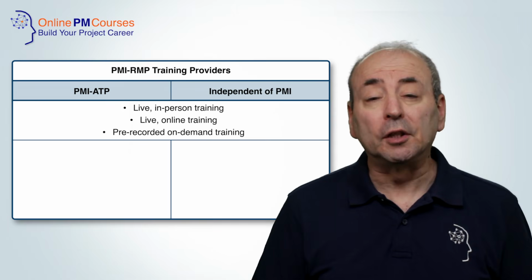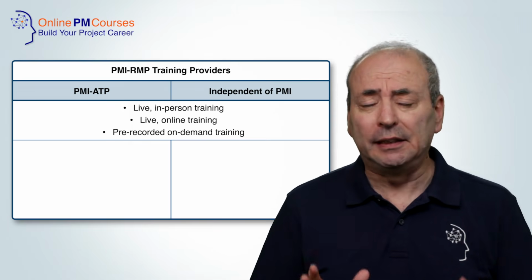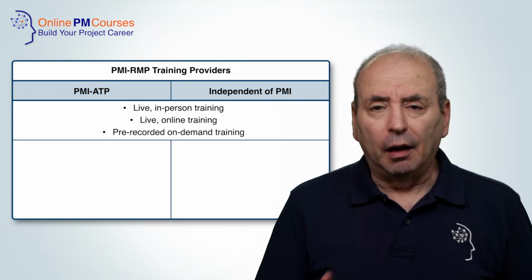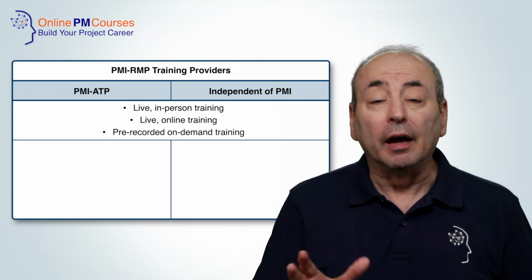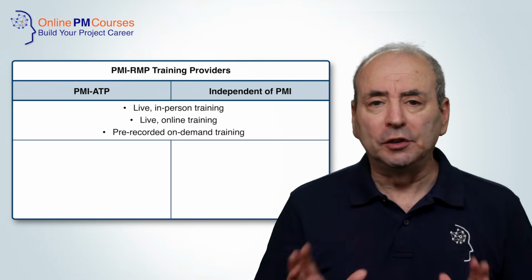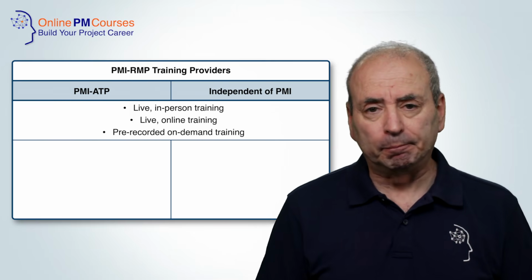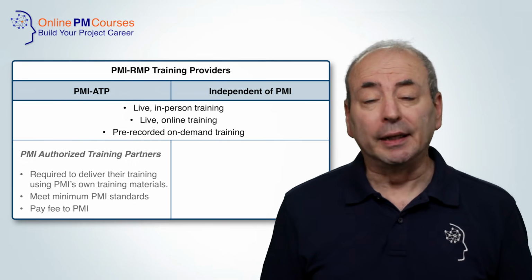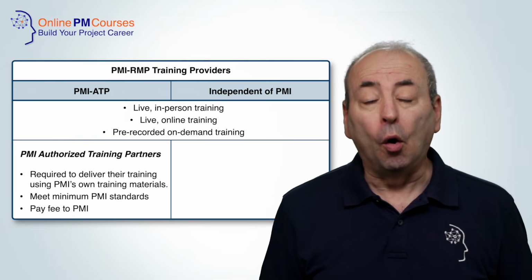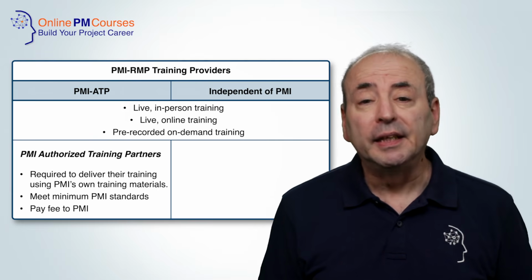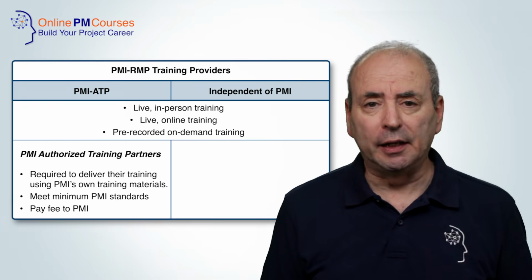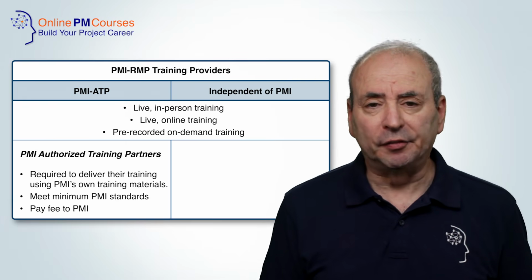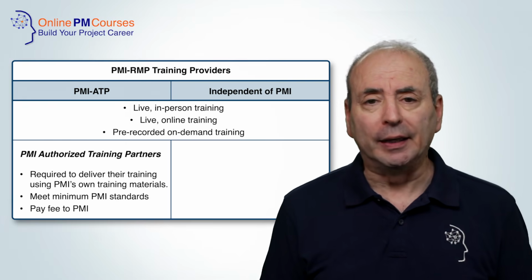There are two types of third-party providers, and each of these could offer live in-person training, live online training, or on-demand pre-recorded training options. The first is PMI's Authorised Training Partners, or ATPs. These are required to deliver their training to PMI's precise specifications, often using PMI's own materials.